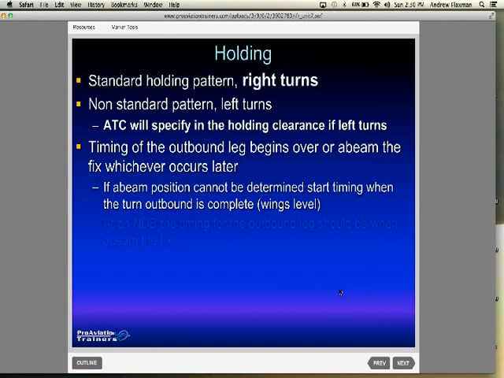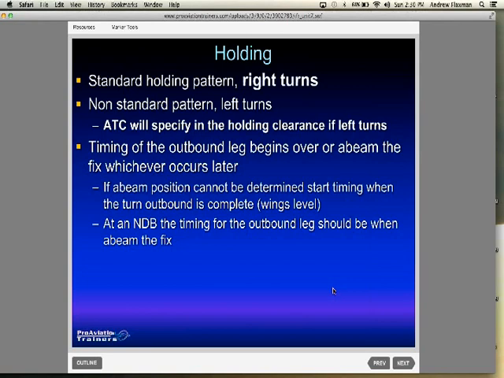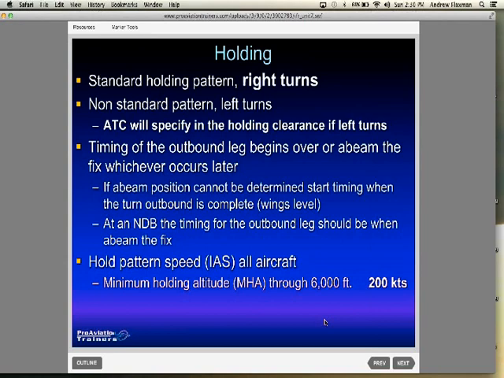Yep. Okay. And with an NDB, the timing for an outbound leg should start when abeam the fix. That will be pretty obvious by the swing of the needle. Hold and pattern indicated airspeed for all aircraft. It doesn't matter what kind of airplane you're flying, these are maximum regulated speeds. So from minimum holding altitude through 6,000 feet, you should be at no more than 200 knots.